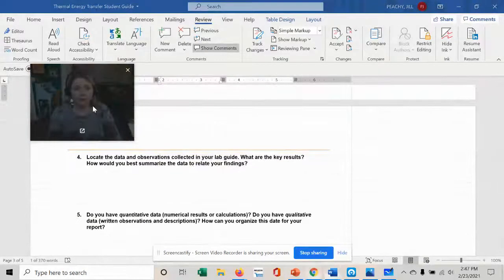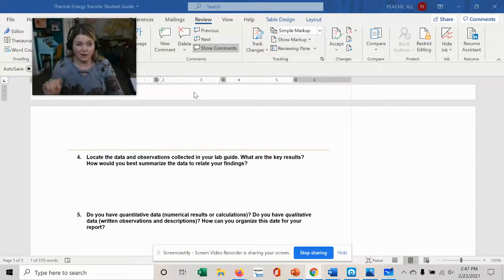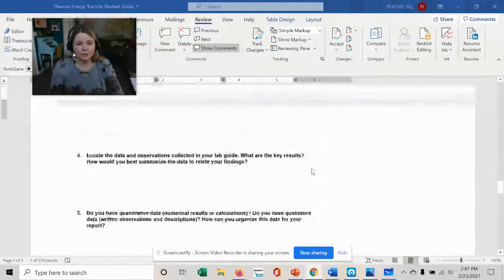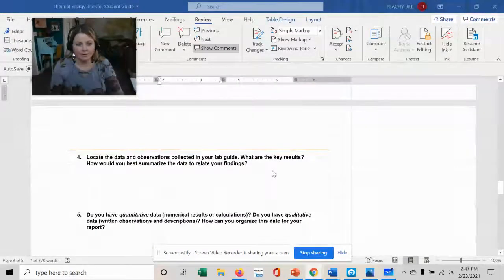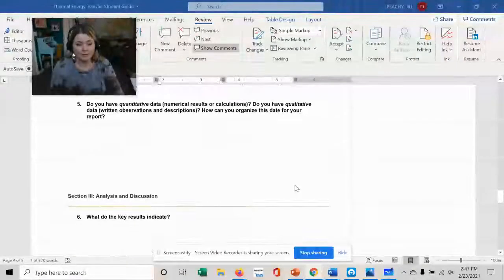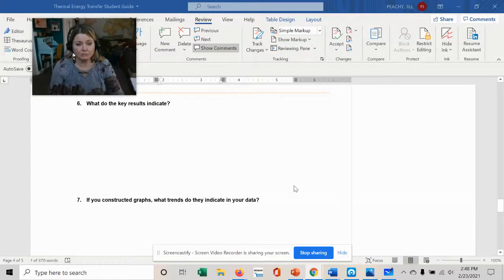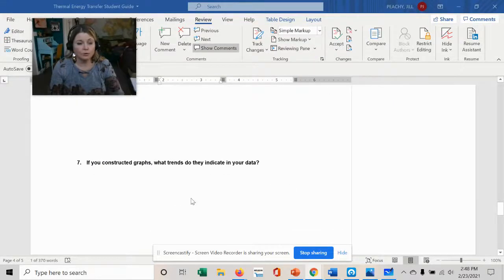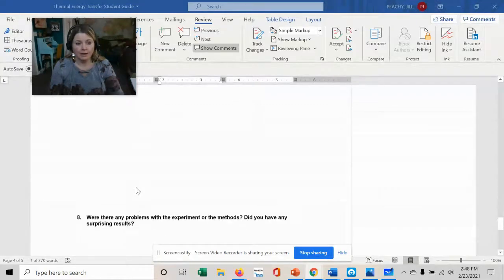Okay. When you're all done with those calculations, you don't have any graphs to do for this portfolio. Well, you're probably really excited about that. Then you just need to finish up your questions here. So you're going to get your key results, summary of the key findings, qualitative and quantitative data, what do the results indicate. You do not have graphs, so you can just put not applicable here, NA.